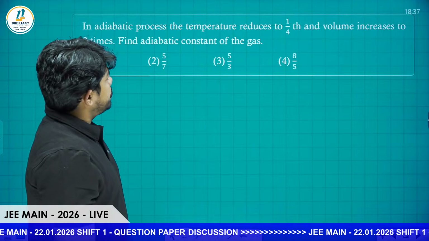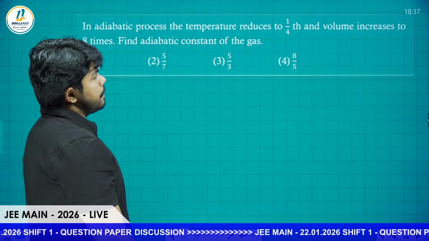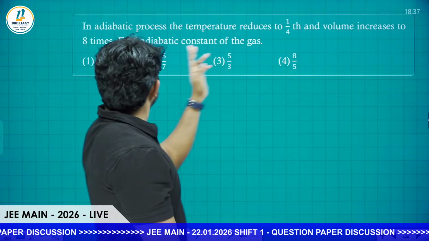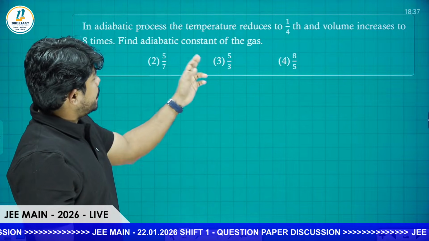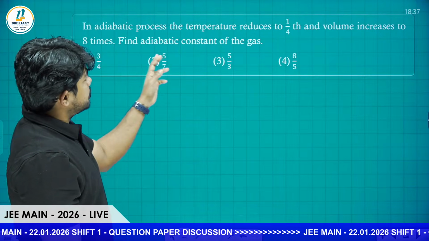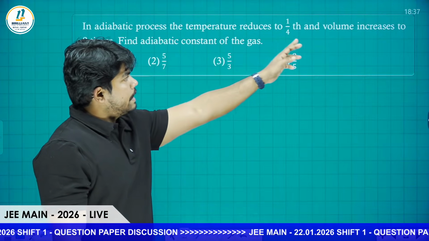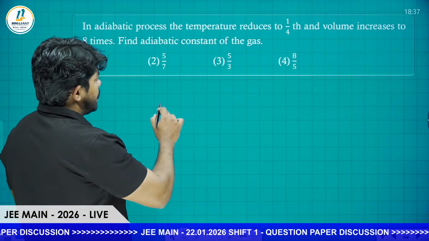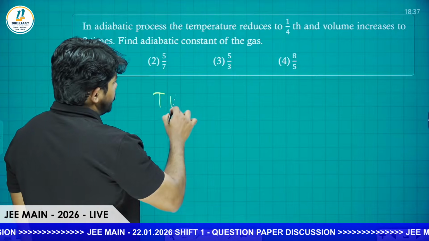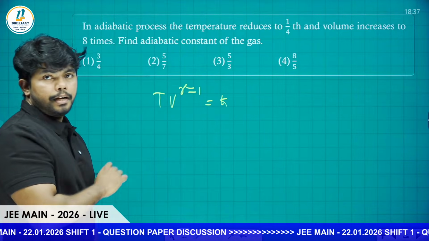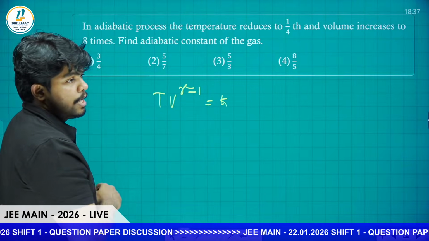The next one: in an adiabatic process, the temperature reduces to 1 by 4th and the volume increases to 8 times. Find the adiabatic constant of the gas. They are giving a relation between temperature and volume. So what is the temperature and volume relation for an adiabatic process? TV raised to gamma minus 1 is a constant, right? TV raised to gamma minus 1 is a constant.